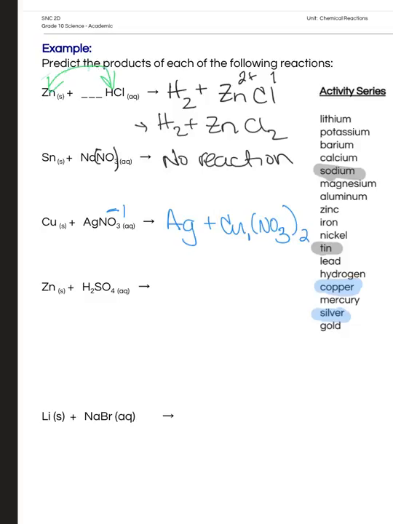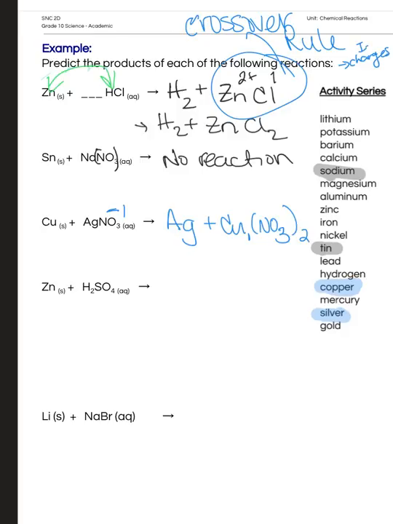Make sure that you go through and you remember how to do the crisscross rule. So remember that this here, this is all that crisscross rule or crossover rule. So please go through and talk about that and just go through your notes and make sure that you understand that and where we get our charges from our periodic table, okay? Our ionic charges.